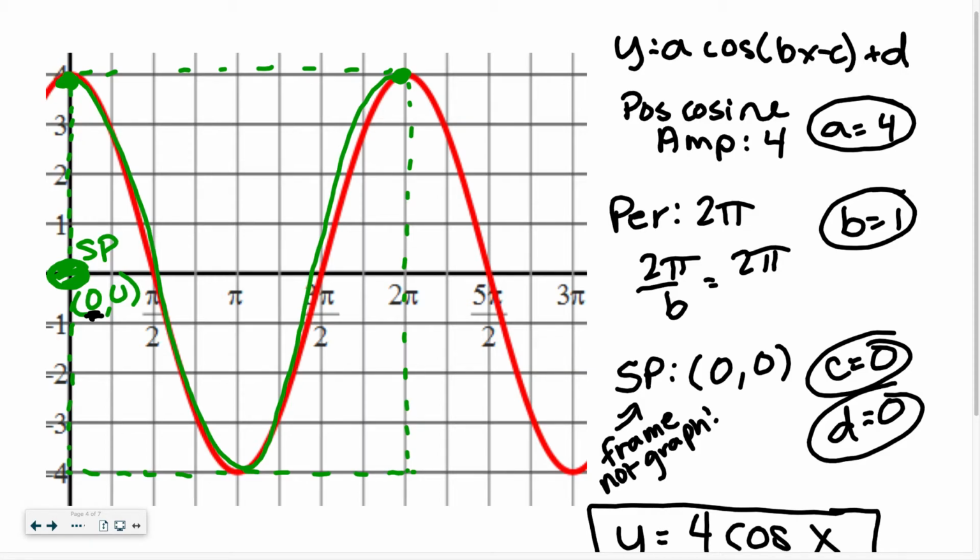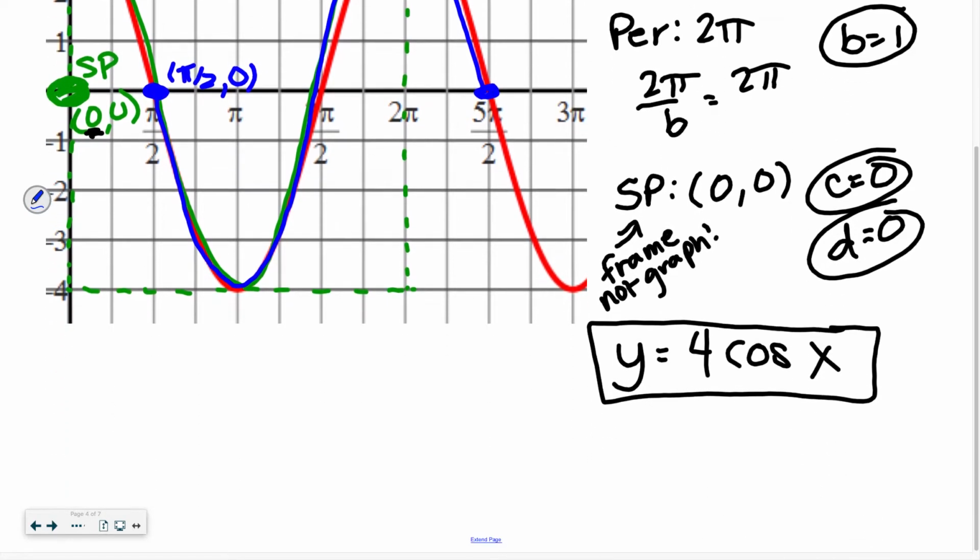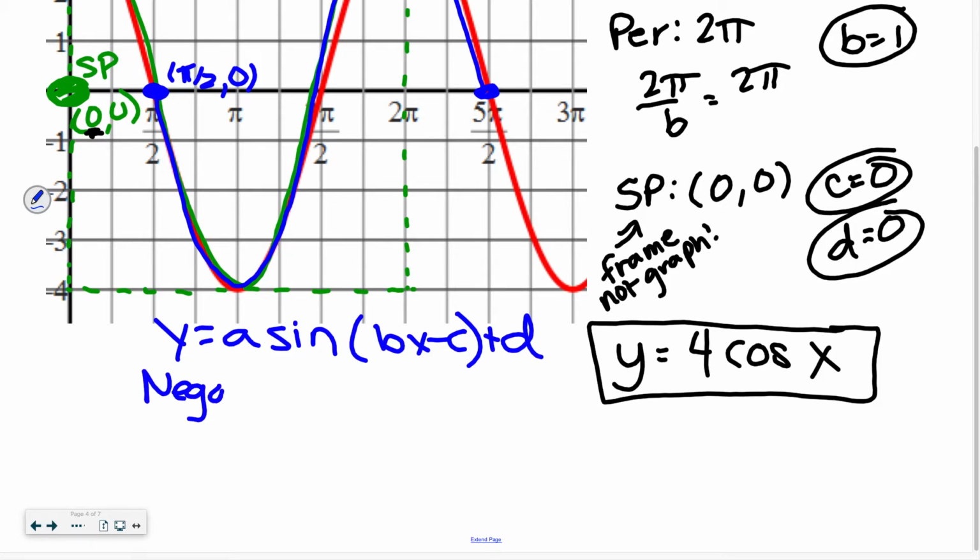But I'm going to do in blue just really quickly. There is a negative sine graph that we see the whole thing, right? If we started right here at pi halves, 0, if we go valley low and mountain high, that's one period of a negative sine. Okay, so I'm going to talk about y equals a times sine of bx minus c plus d. And that's a negative sine, so I know a is going to be negative.